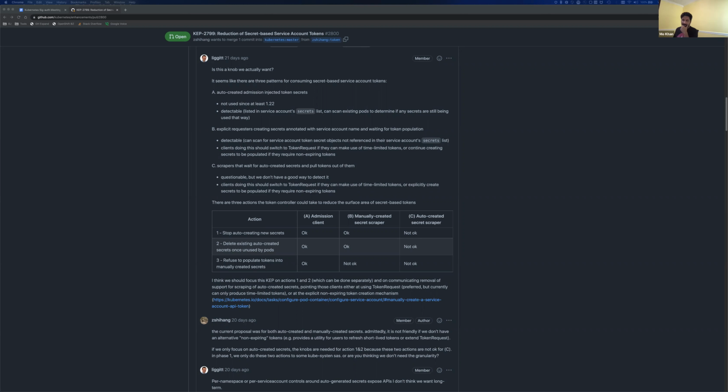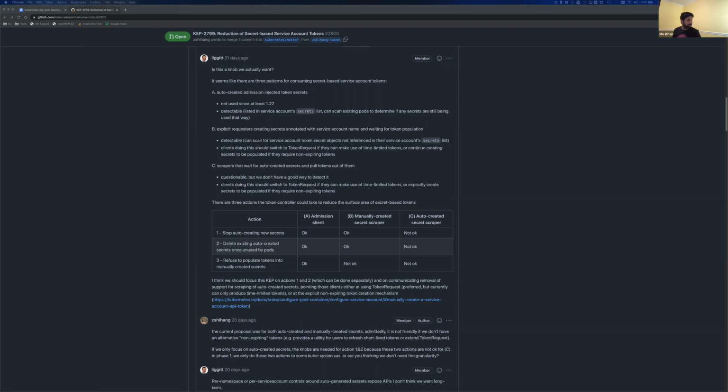If I could ask a question. I had seen the comment by Clayton, and I haven't had a chance to read it again, but does the current state of the proposal state that if you make a secret with the correct annotation that the token controller is supposed to fill in, are we saying that we're going to break that, or are we saying we're going to keep that working? You mean the auto-generated token? Not auto-generated, manually requested. Okay, we still keep that functionality. Okay, is there any plans on ever breaking that functionality?